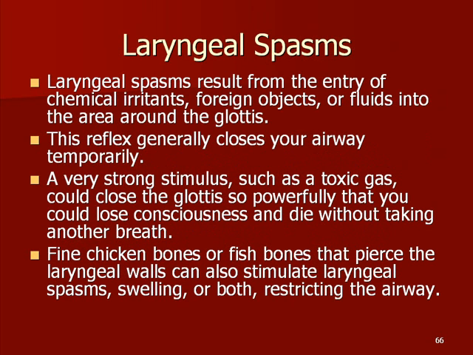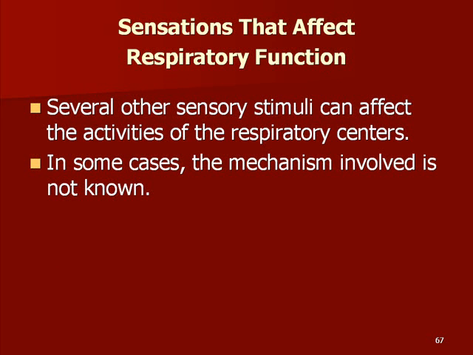Laryngeal spasms result from the entry of chemical irritants, foreign objects, or fluids in the area around the glottis. This reflex generally closes your airway temporarily. A very strong stimulus, such as toxic gas, can close the glottis so powerfully that you could lose consciousness and die without taking another breath. Fine chicken bones or fish bones that pierce the laryngeal walls can also stimulate laryngeal spasms, swelling, or both, restricting the airway. Several other sensory stimuli can affect activities in the respiratory centers.